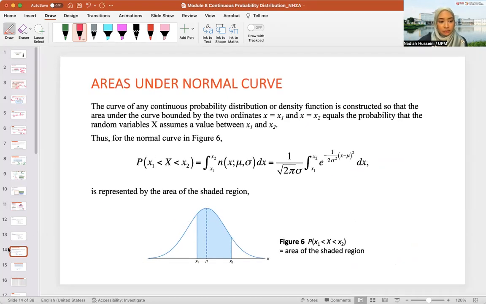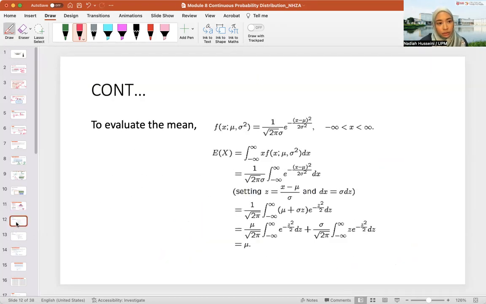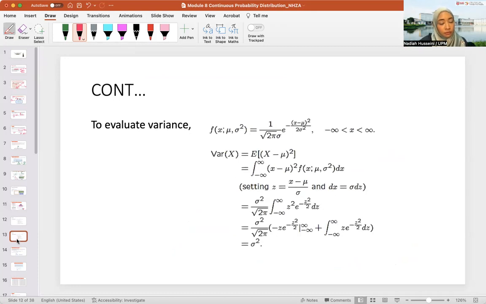All right, so here I have the proof for the mean and also for the variance. My class is not a proofing class, so I'm not going to test you on this one, but it is here in the slide if you just want to go over it. It is not going to be tested on the exam.